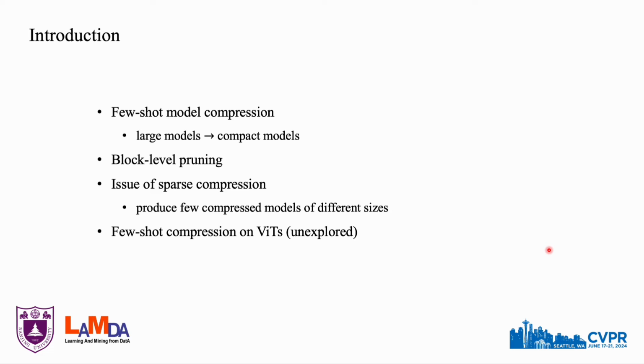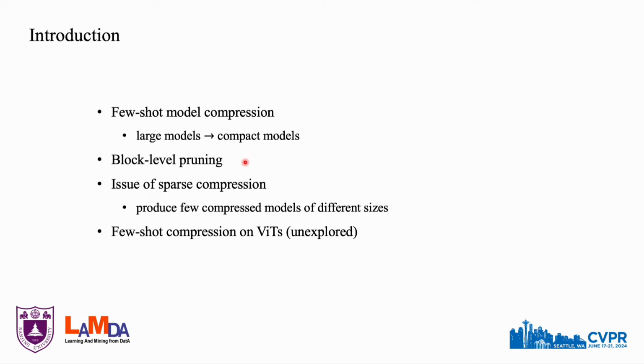Let's start with a brief introduction. Few-shot model compression aims to compress a large model into a more compact one with only a tiny training set, or even without labels. As a form of structured pruning, block-level pruning has recently emerged as a leading technique in achieving high accuracy and low latency in few-shot CNN compression.